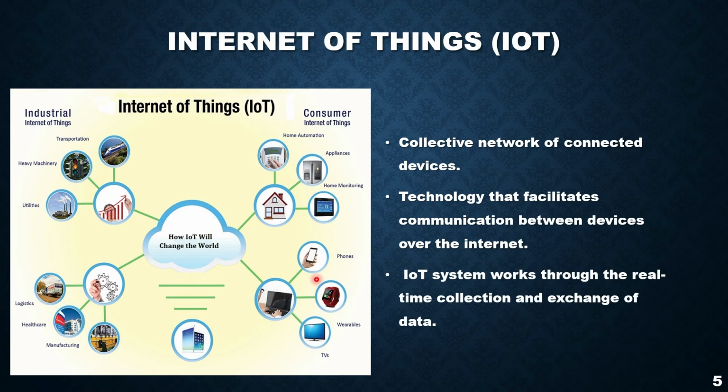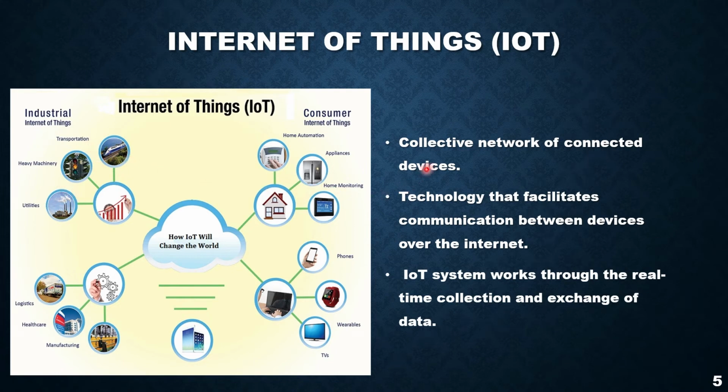In this slide, I am going to talk about Internet of Things. In this figure, we can see how Internet of Things is used in various fields and domains. For example, in this figure, it is shown that Internet of Things is used in logistics, healthcare, manufacturing, TVs, mobile phones, home monitoring, home appliances, and home automation systems. And it is also used in heavy machinery and transportation.